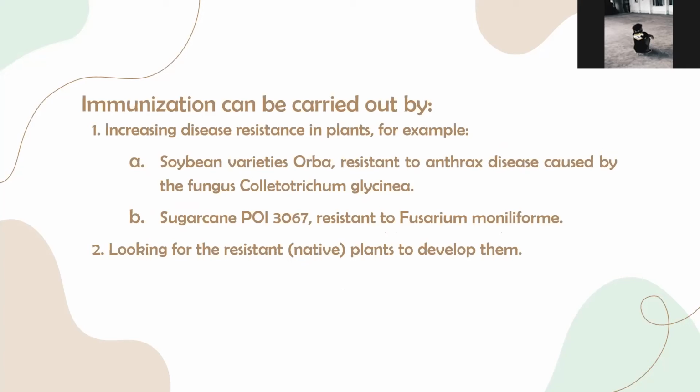Immunization can be carried out by, 1. Increasing disease resistance in plants, for example, soybean variety Orba, resistant to anthracnose disease caused by the fungus Colletotrichum glycines. Second, sugarcane resistant to Fusarium moniliforme, and looking for the resistant plant to develop them.